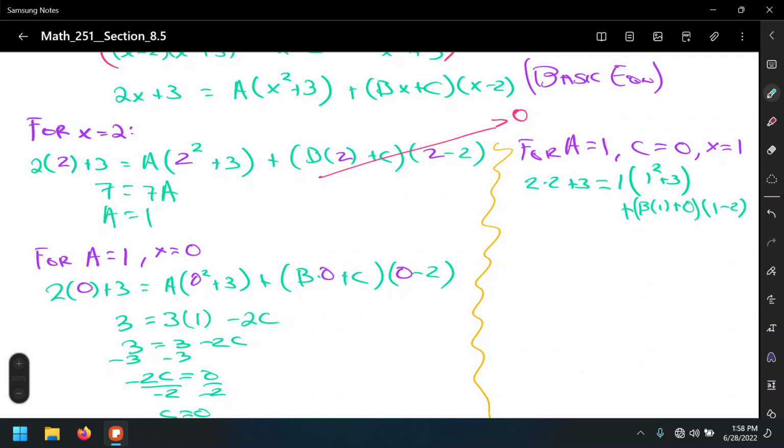And over here we're going to get a 5 on the left hand side. On the right hand side, that's 1 squared plus 3, which is 4. 4 times 1 is 4. And for B, B times 1, which is B, plus 0 is simply B. And that B will multiply with 1 minus 2, which is negative 1. That means minus B. So far so good? And we can solve this equation for B. Subtract 4, so negative B equals 1 and B equals negative 1.